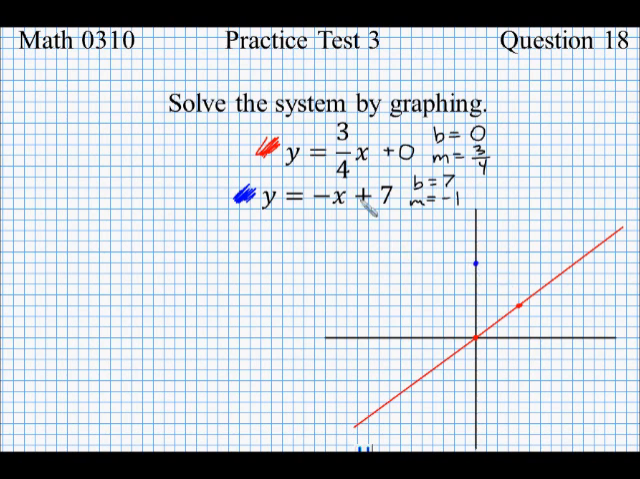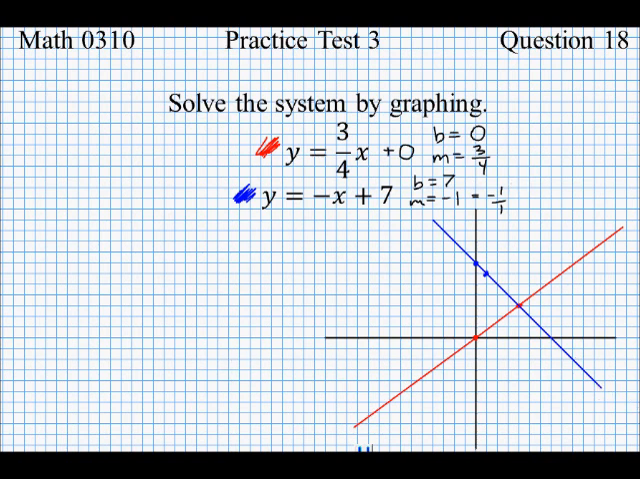Negative 1 is like a rise of negative 1. So think of the slope negative 1 as negative 1 over 1. That gives us a rise of down 1 and a run over 1. So down 1 over 1 is going to put us there. And then we can graph that line going through those points. We can see we'll get a line that looks something like that.